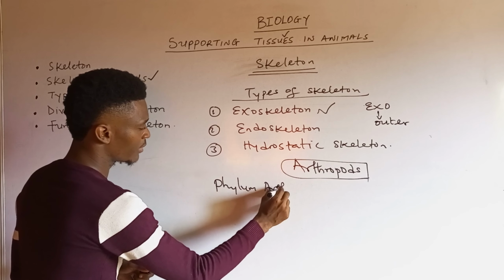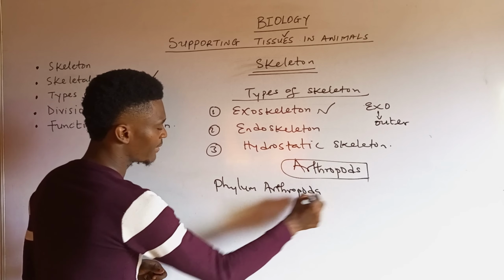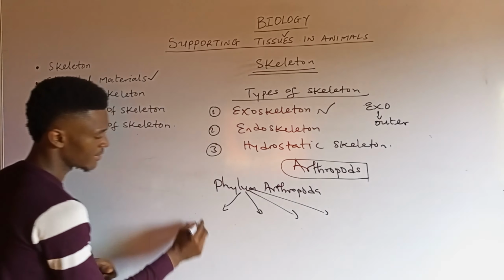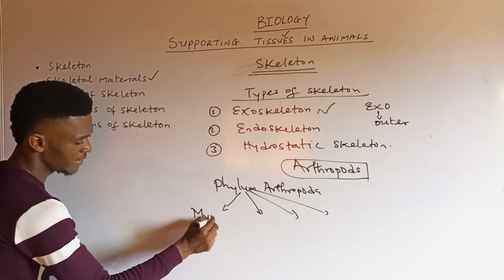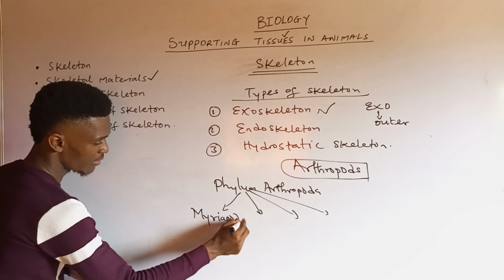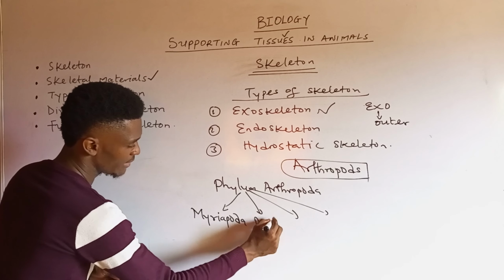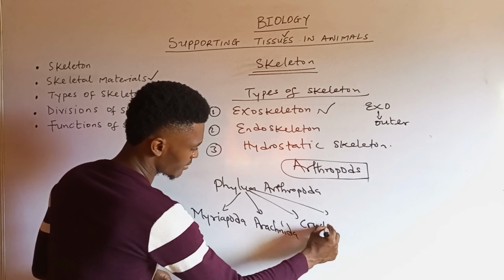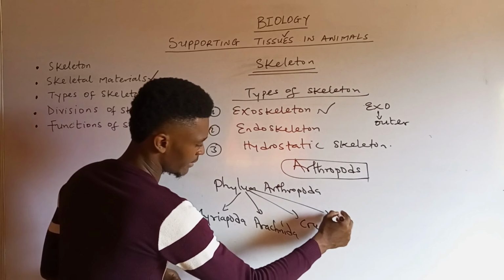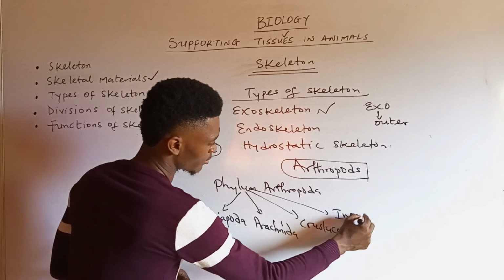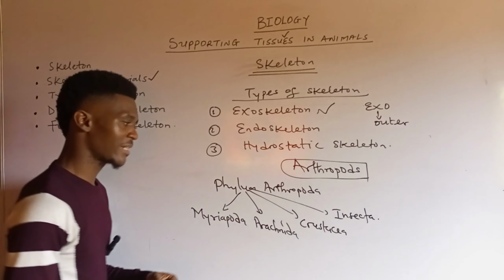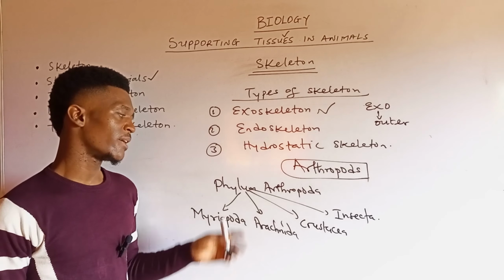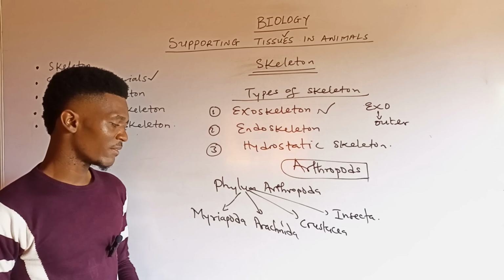The phylum Arthropoda, we have four different classes. And what are these four different classes? We have the first to be the Myriapoda. We have the second to be the Arachnida. We have the third to be the Crustaceans and the Insecta. So these are the four classes that we have of the phylum Arthropoda. So you see the reason why it is considered to be the largest phylum.